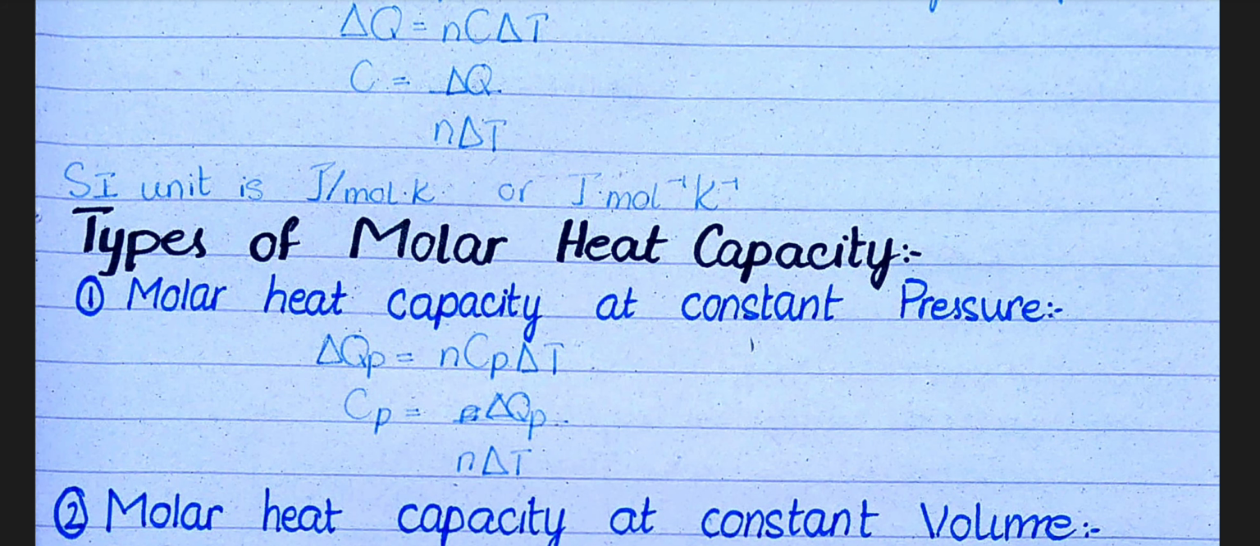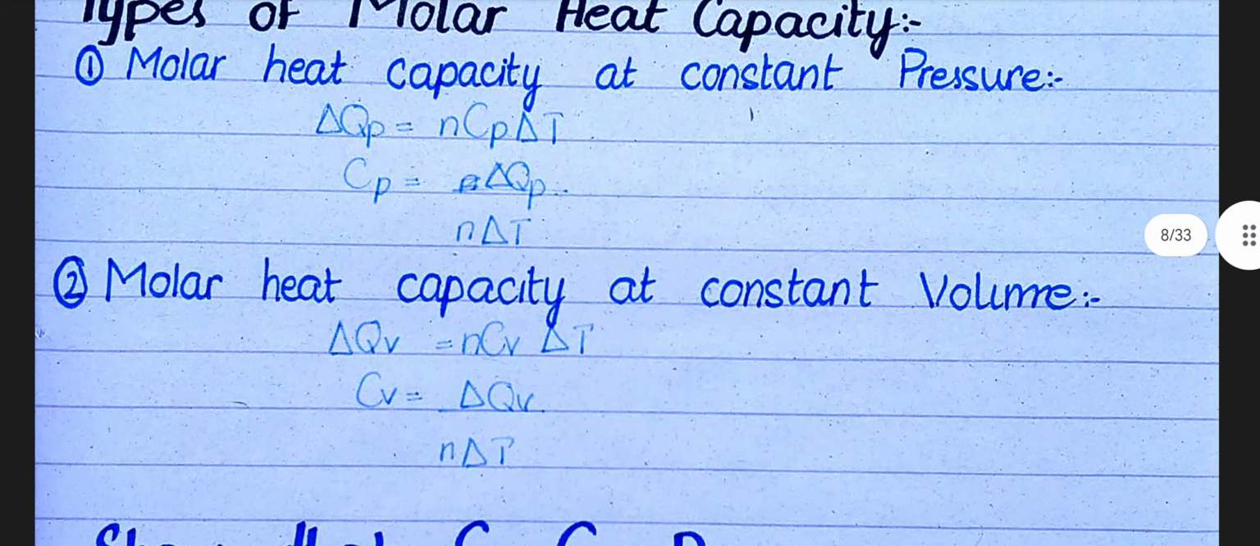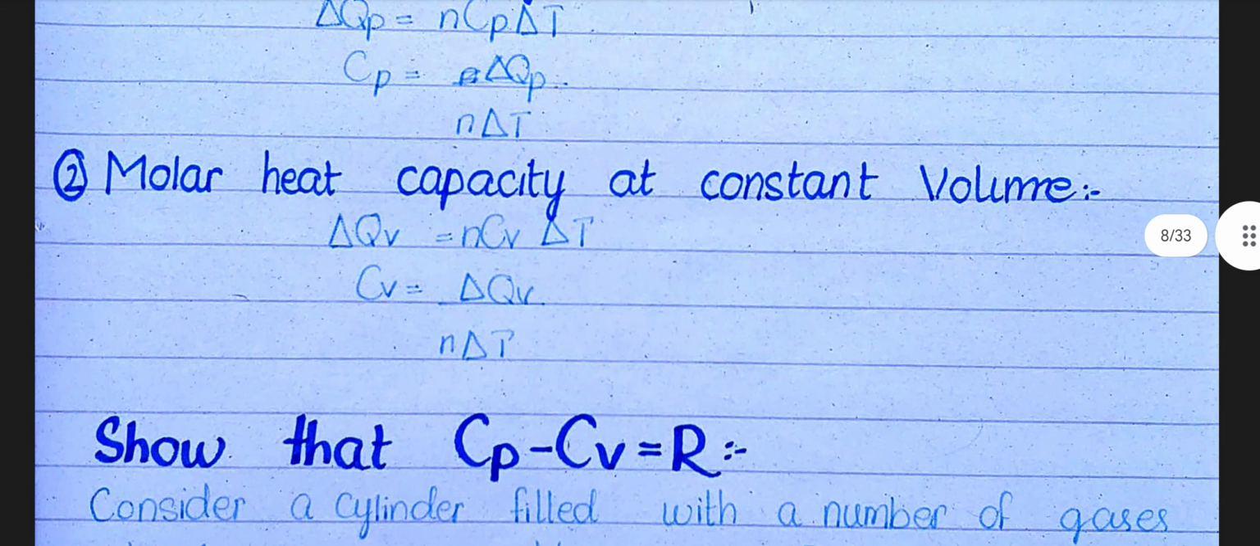Types of molar heat capacity: molar heat capacity at constant pressure. Delta Qp is equal to nCp delta T. Cp is equal to delta Qp upon n delta T. Molar heat capacity at constant volume. Delta Qv is equal to nCv delta T. Cv is equal to delta Qv upon n delta T.